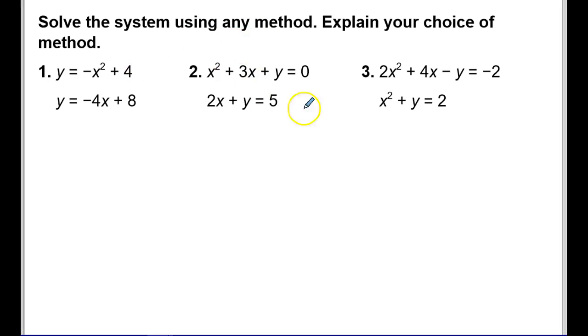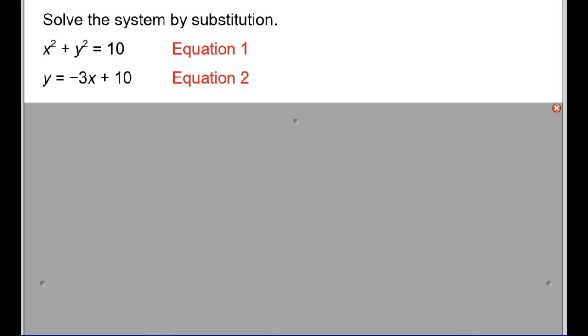So make sure that you can solve these using those as well. Okay, so now here I told you we were going to be dealing with circles, and I know that this is going to be a circle because I have an x squared and a y squared, right? That's the general equation of a circle. So I'm going to use substitution here.